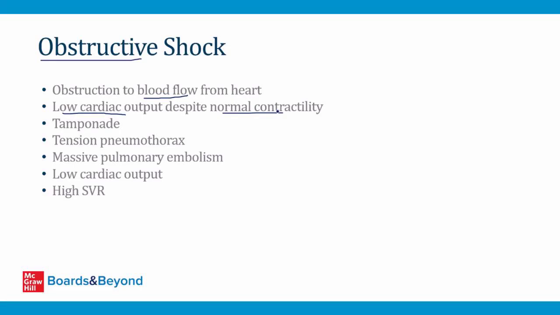And there are basically three conditions that lead to obstructive shock. One is cardiac tamponade, second is tension pneumothorax, and the third is massive pulmonary embolism. And I'll talk about all these in the next few slides. But no matter which one of these is causing the problem, in terms of hemodynamics, all these forms of obstructive shock lead to a low cardiac output with a high SVR. Remember that the SVR should always be high in shock, with the one exception of distributive shock.